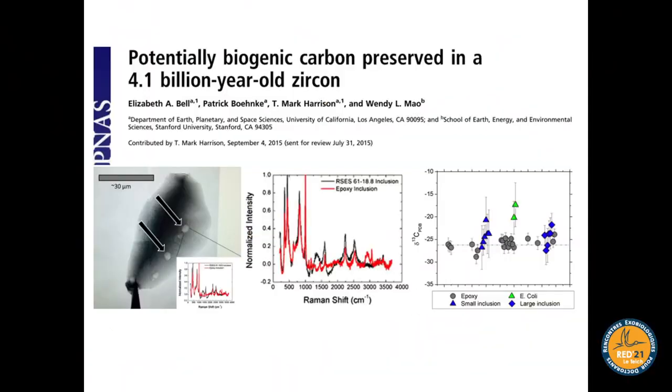So I will show you some of this example. A few years ago, there was this paper that claimed they found biogenic carbon preserved in this Jekyll zircon, the same one I showed you for the existence of water on Earth. They found a tiny inclusion, a globule of carbon, in this 4.1 billion year old zircon.